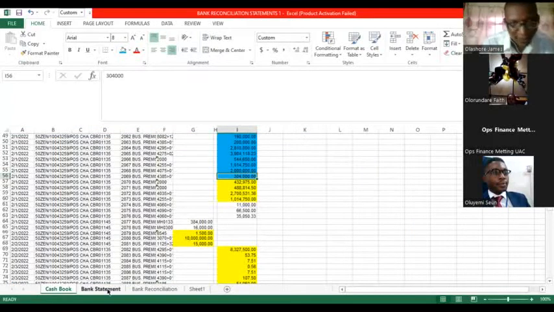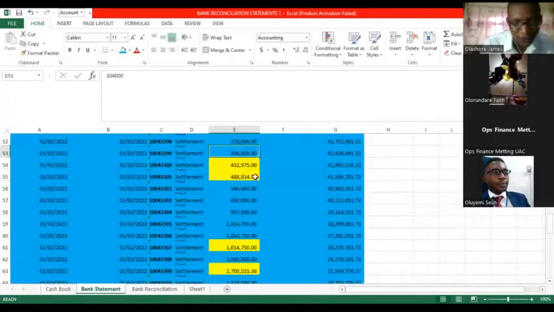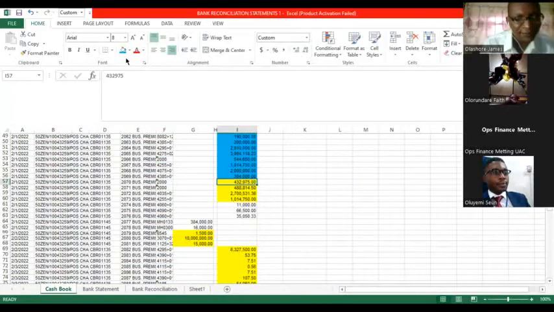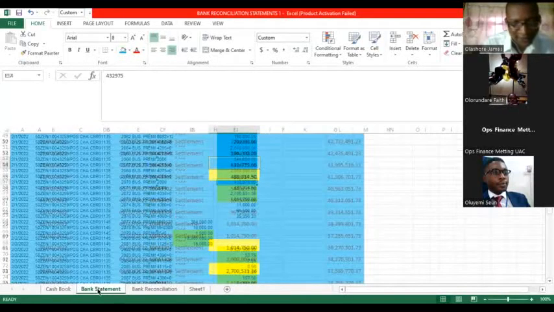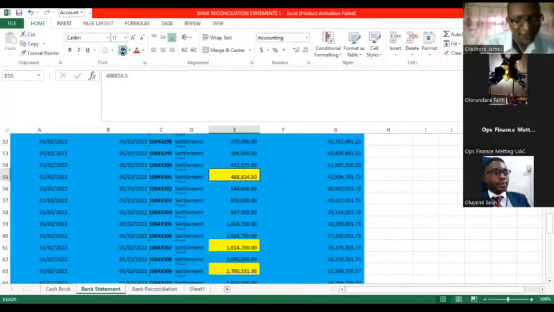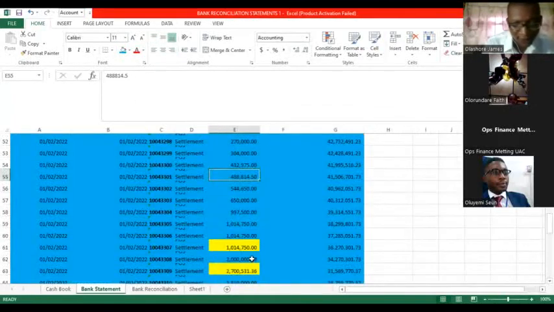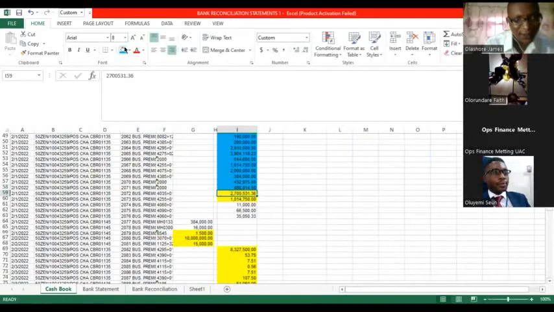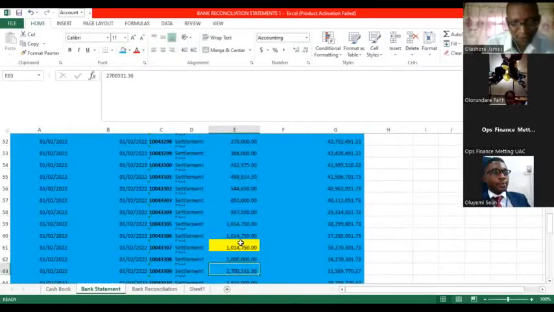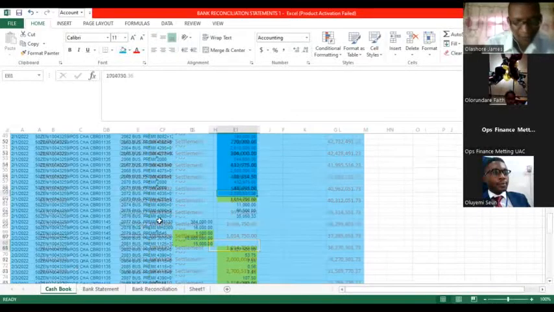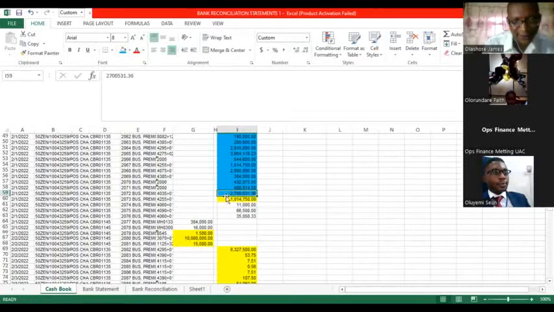So the next one is 432. I have it here. So I ticked. Here I also tick it. So 488. Do I have it in bank statements? Fine, I have it. 488 is here. So I come to cash book and also tick. Okay, 2700. And I also come to cash book. I also tick it. 101. I come to 101 and also tick. I come to this place. I tick it.